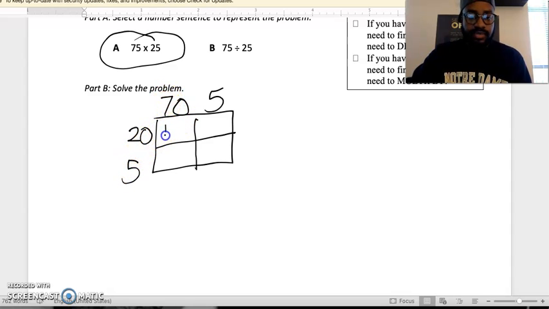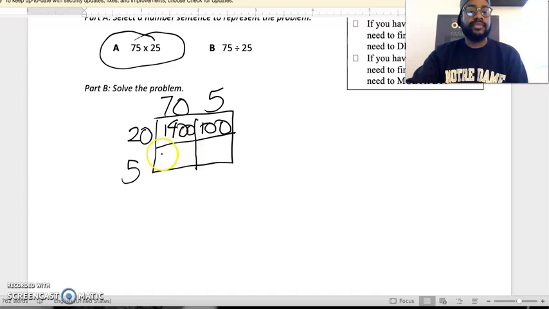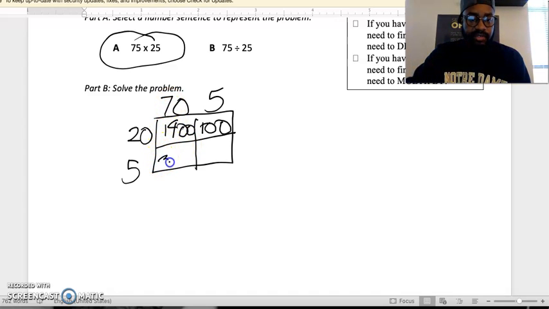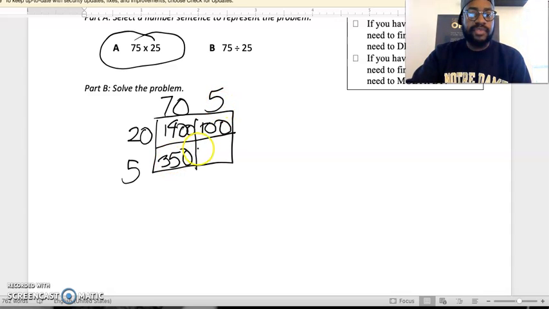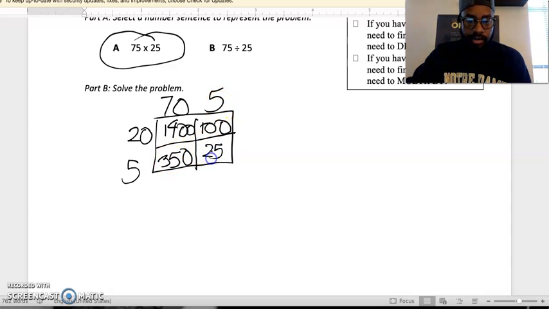7 times 2 is 14. Add the zeros. 2 zeros, so I add them both. 5 times 2 is 10. Plus this 1 0, I need to add it. 7 times 5 is 35. Plus the 0 from the 70, add it. 5 times 5 is 25, and there are no zeros.